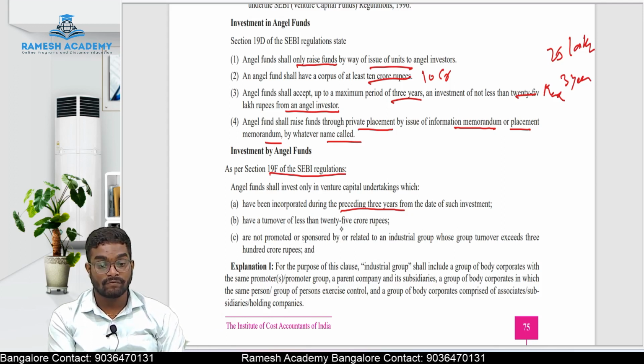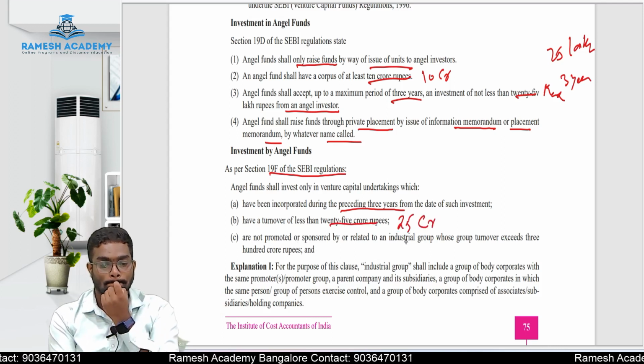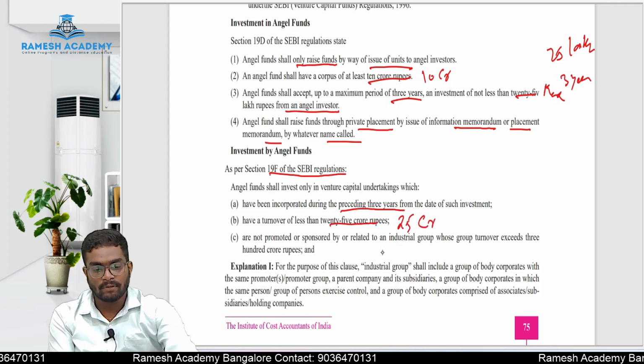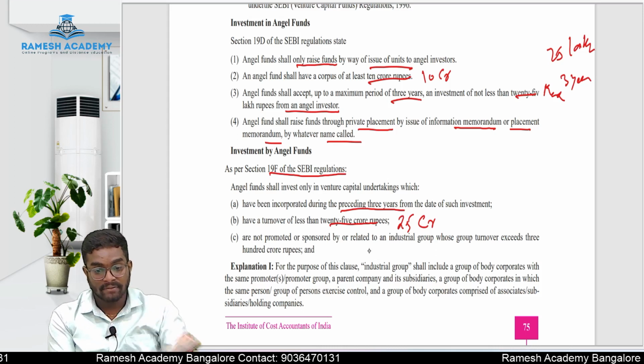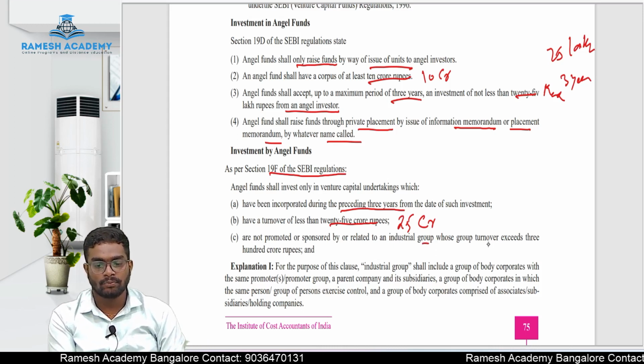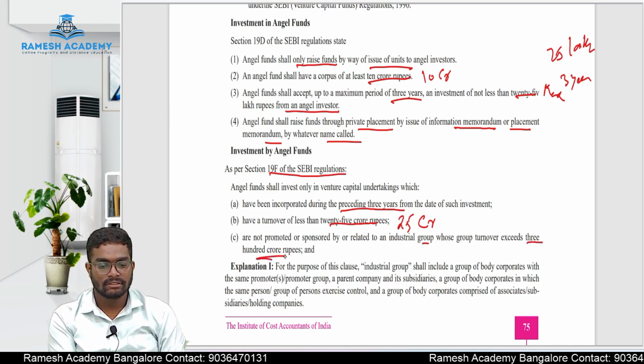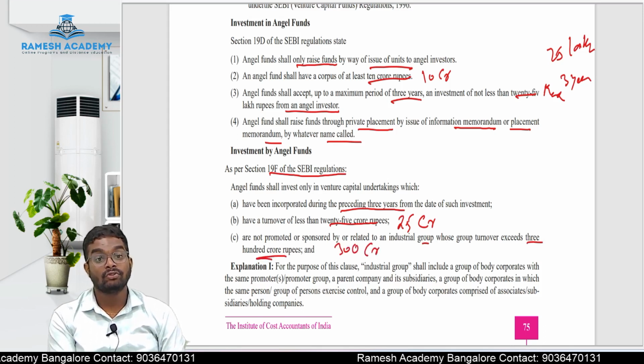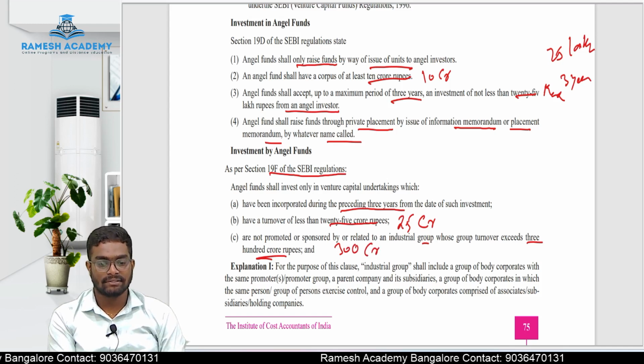Have a turnover of not less than 25 CR. So it should have a turnover of 25 CR. Are not promoted or sponsored by or related to any industrial group whose group turnover exceeds 300 CR. It should not be related to a group whose turnover is 300 CR.